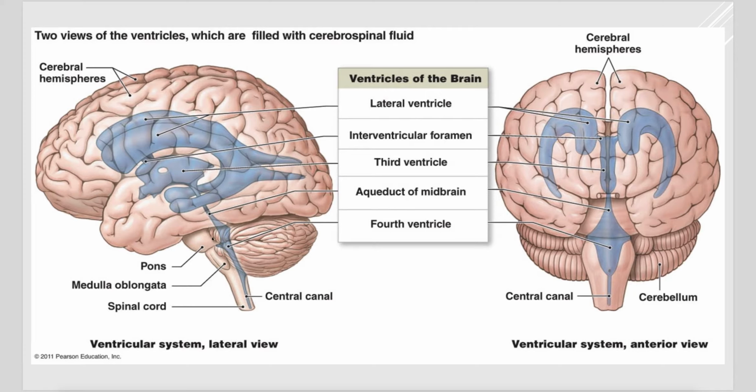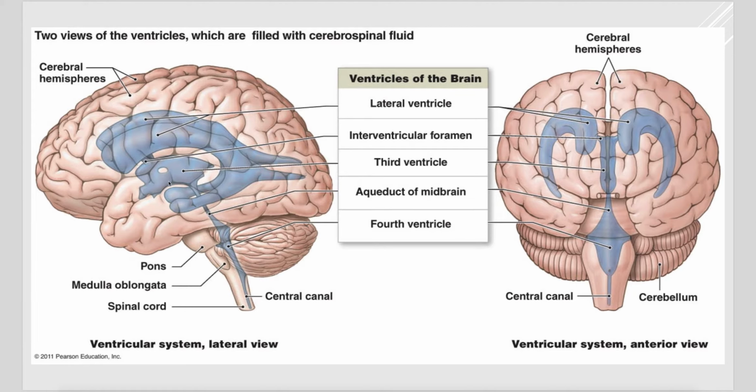So I told you to know these ventricles and their connections. We have two lateral ventricles, and these lateral ventricles are connected to the third ventricle by the interventricular foramen, which is right here. The third ventricle is connected to the fourth ventricle by the cerebral aqueduct. And then the fourth ventricle is continuous with the central canal.